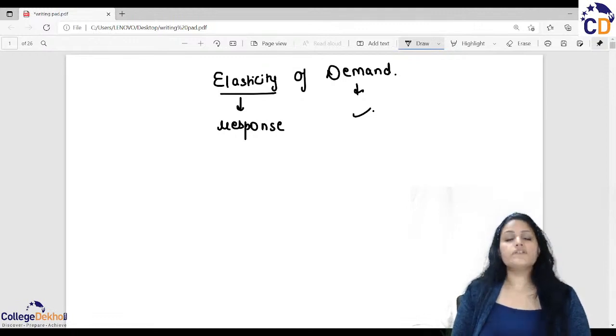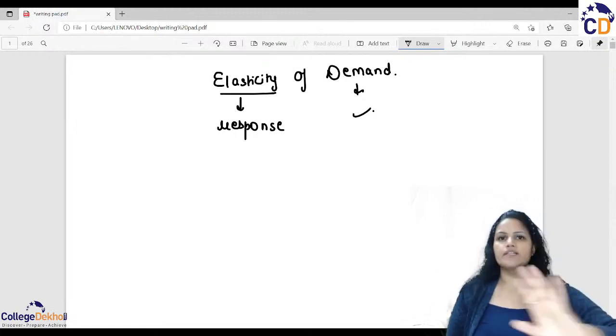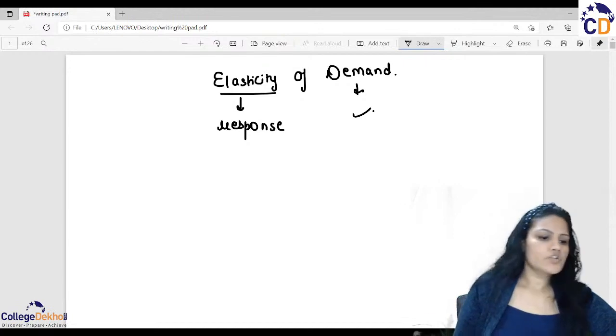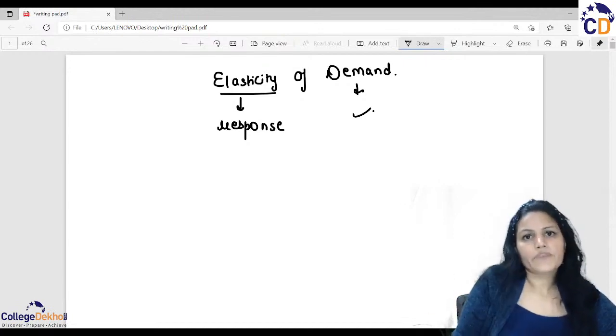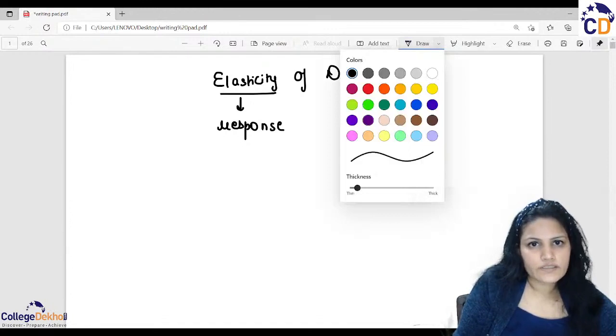Demand will respond when there is a change. Likewise, in our theory of demand, we know there are three types of demand. One is price demand, second is income demand, and third is cross demand. So whatever the types of demand, they will automatically convert into the three types of elasticity of demand. Okay, so I'm going to start with this point, that is, response of the demand.